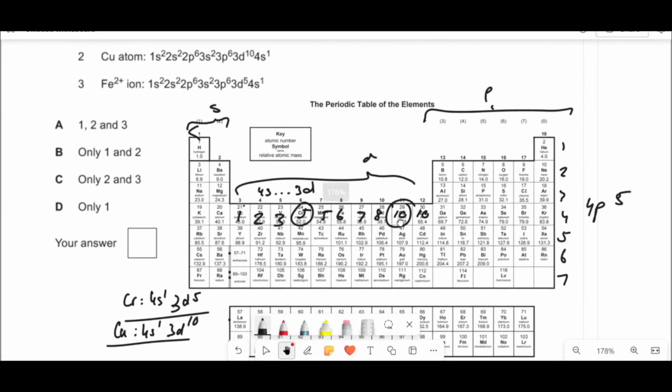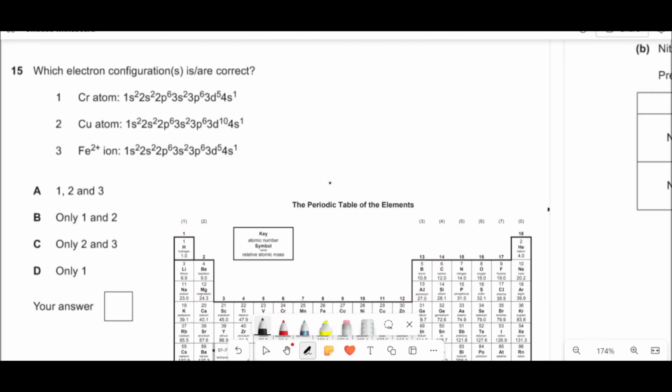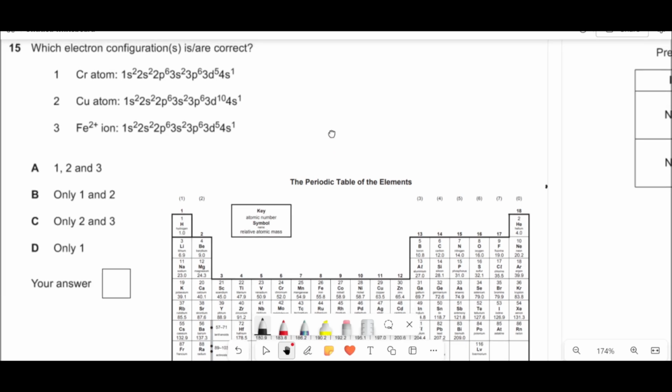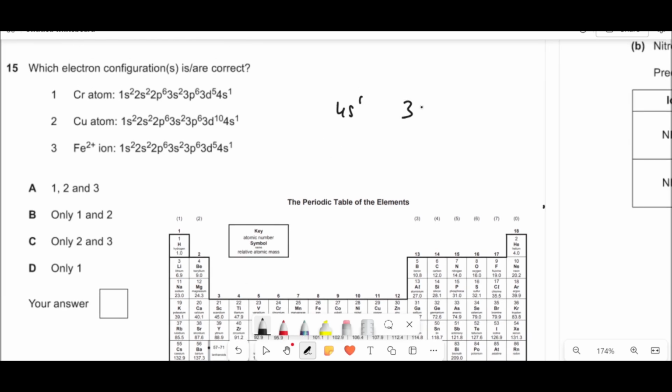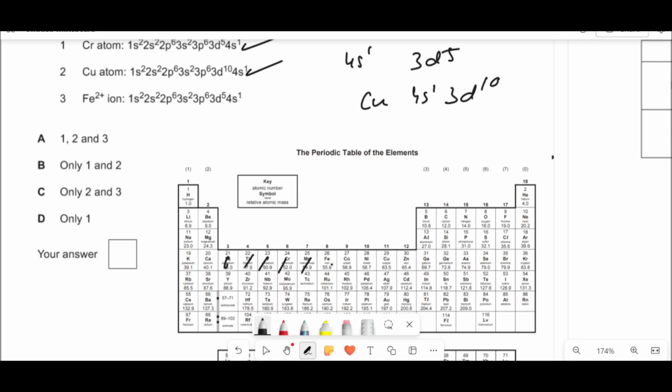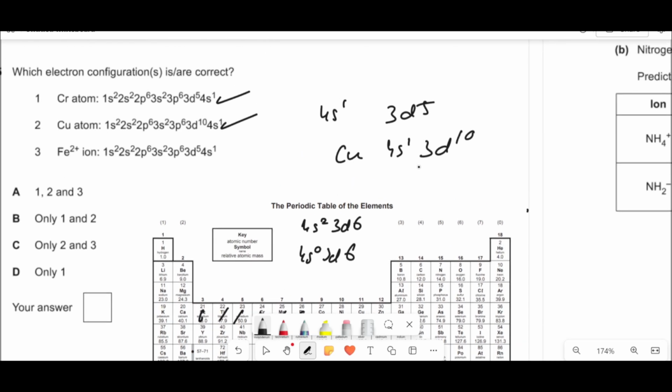All right, so if we come back to this, it's easier to just do a quick shortcut. We know that chromium likes to be 4s1 3d5, which you can see is the case here, so that's correct. Cu would rather be 4s1 3d10, just like I said, so that's correct. And then Fe2+: Fe is 3d6, so it'd be 4s2 3d6, but it's lost 2 electrons, it's 2+, and remember the 4s empties first, so it's going to be 4s0 3d6. So that one's incorrect, so it's only 1 and 2, so it's got to be B.